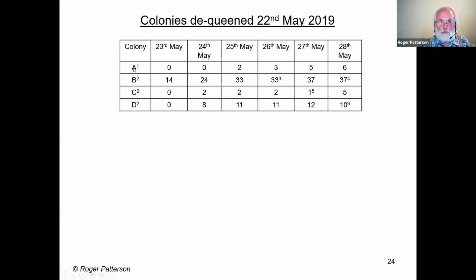So this is what happened with colony A. After 24 hours, no queen cells. 48 hours, no queen cells. 3 days later, they put up 2, 3, 5, 6. So over 4 days, they put an extra 4 queen cells up.